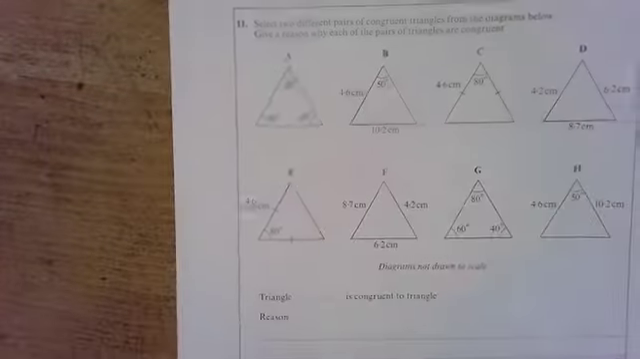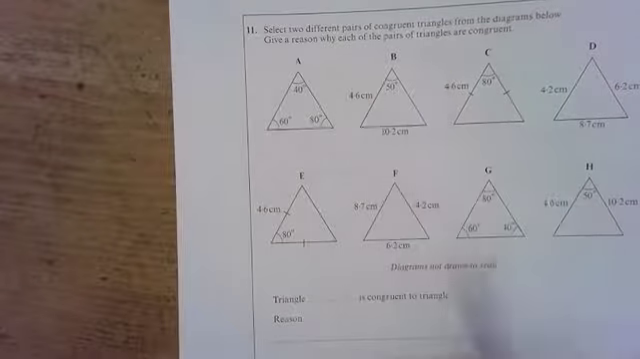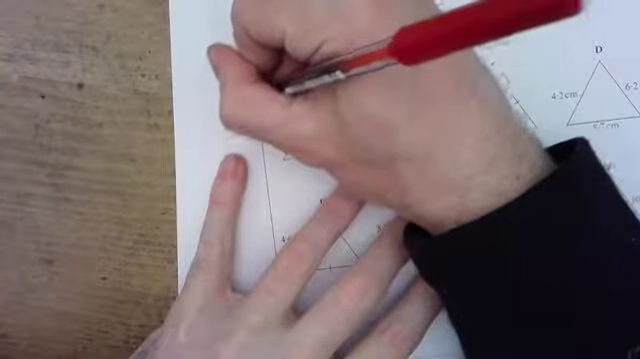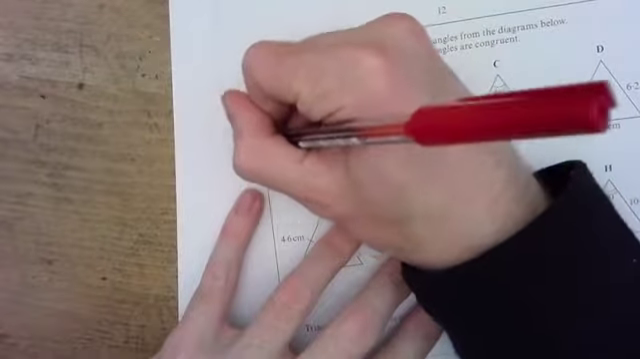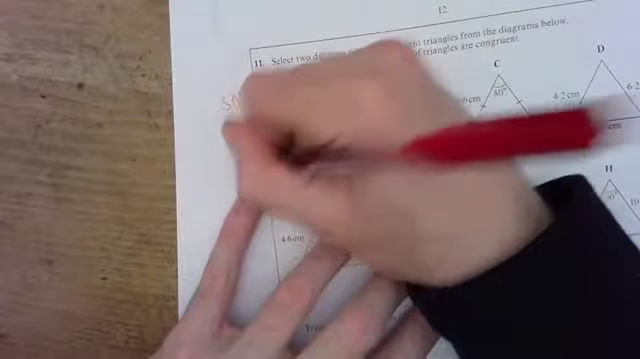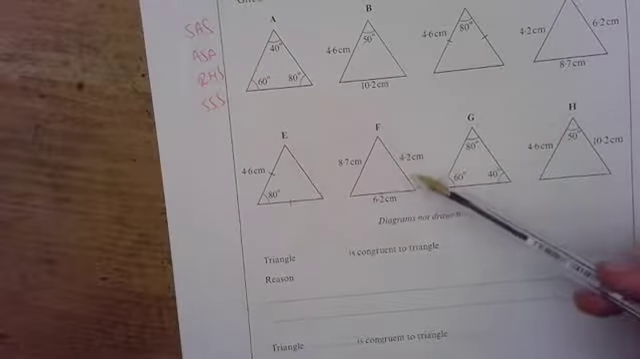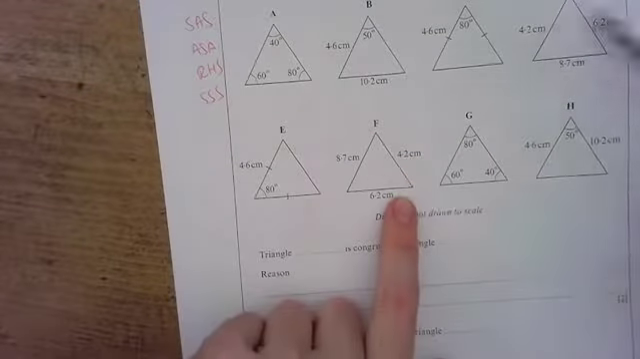Over the page, it says select two pairs of congruent triangles. Give reasons why each pair of triangles are congruent. Okay, so there are types of triangles that we need to know, which are SAS, ASA, and right angle, hypotenuse, side. Those are my conditions. So I'm looking for ones that have all the same sides, and they've got to touch each other there. 4.2, yeah, 6. Yeah, that one there.